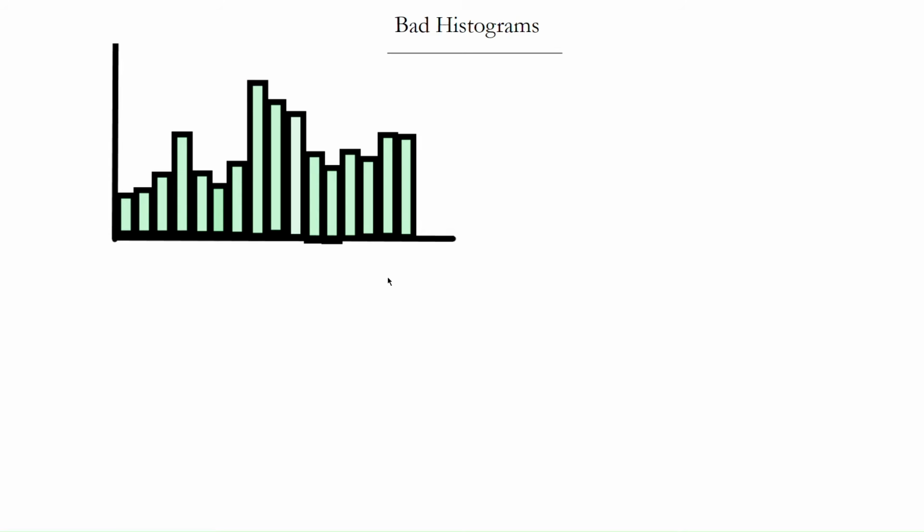Now let's take a look at some misleading or bad histograms. This histogram right here magnifies every little difference. Let's take a look at these two blocks my cursor is pointing at. The difference between these two blocks is very little, and I feel like it doesn't even have to be shown because it doesn't give a lot of information. The reason it magnifies every single little difference is that the groups on the x-axis are very small.